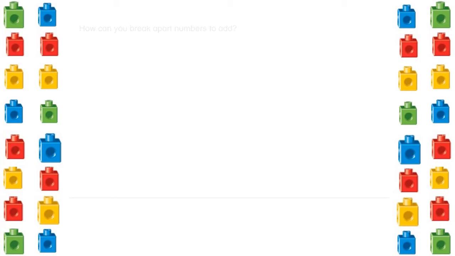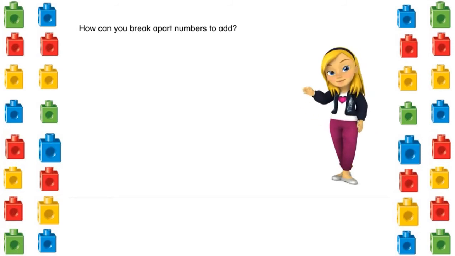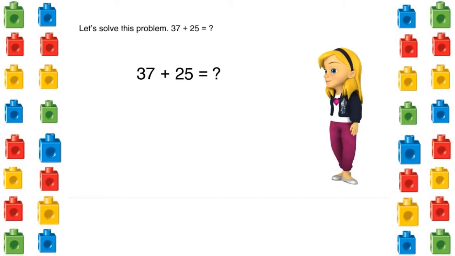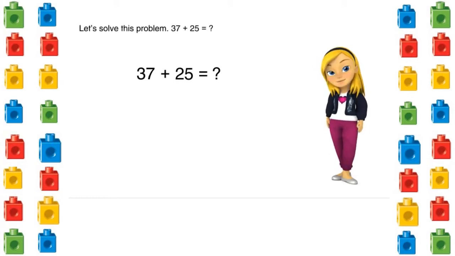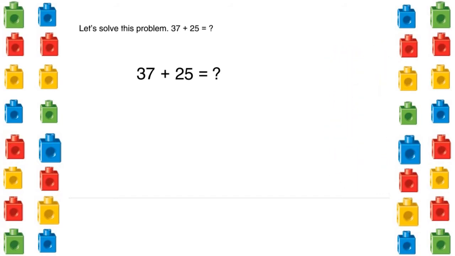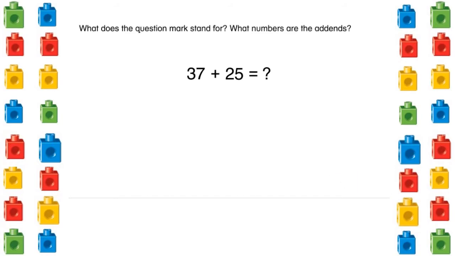Now let's listen to someone else explain it. How can you break apart numbers to add? Let's solve this problem. 37 plus 25 equals... What does the question mark stand for? What numbers are the addends? The question mark stands for the sum of 37 and 25. The addends in this equation are 37 and 25.